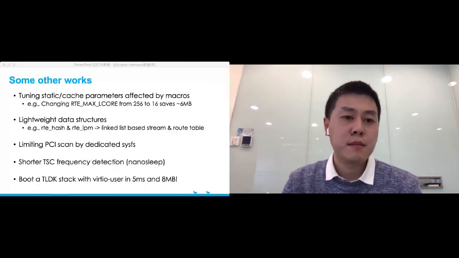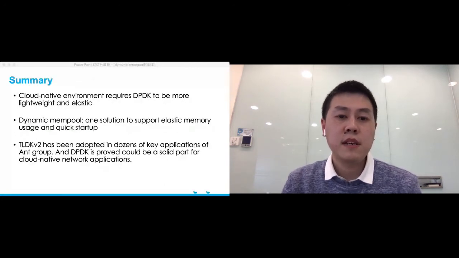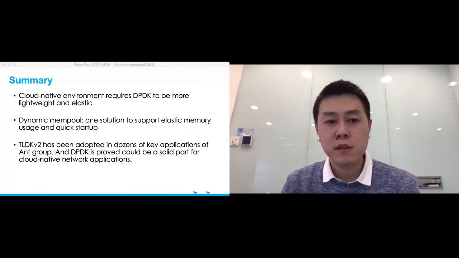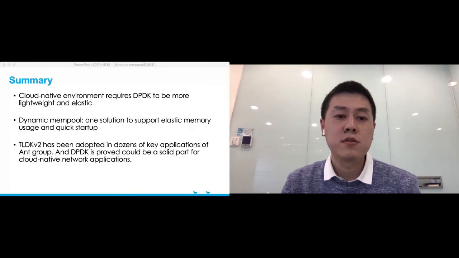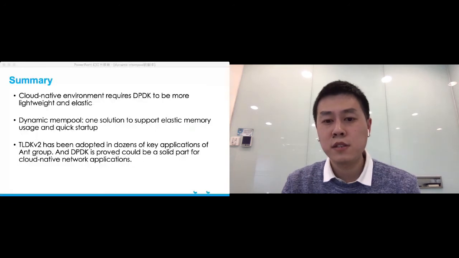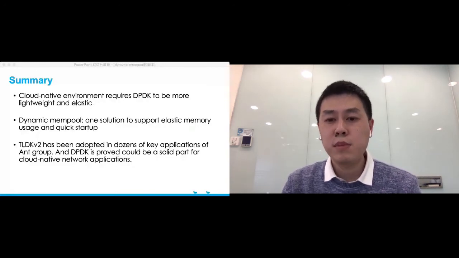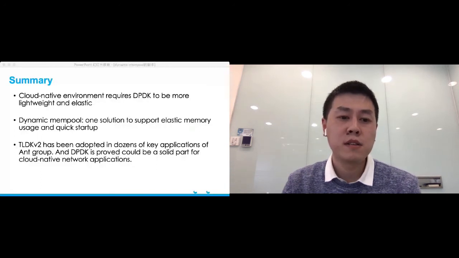At last, let's make a summary. Cloud-native environments require DPDK to be more lightweight and elastic. So we implemented dynamic mempool as one of the solutions to support elastic memory usage and quick startup. By some optimizations and customizations on DPDK, including the dynamic mempool we introduced today, DPDK v2 has been adopted in dozens of key applications of Ant Group in cloud environments, and DPDK is proved to be a solid part for cloud-native network applications.